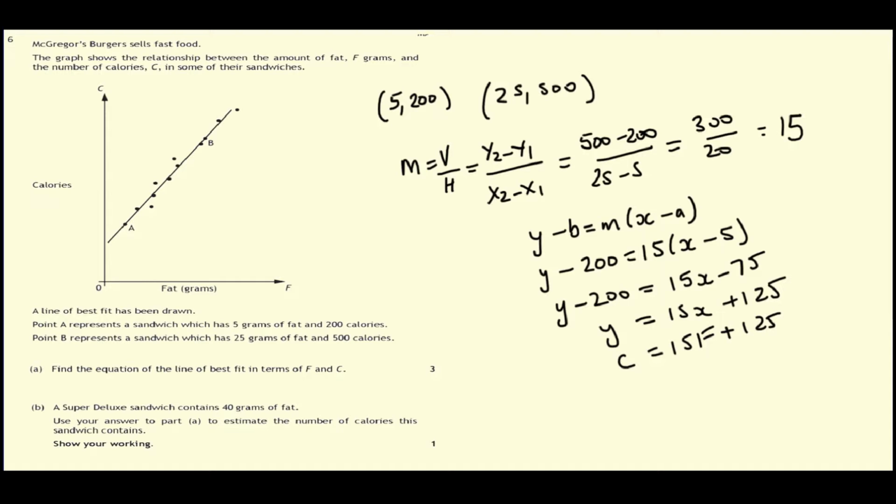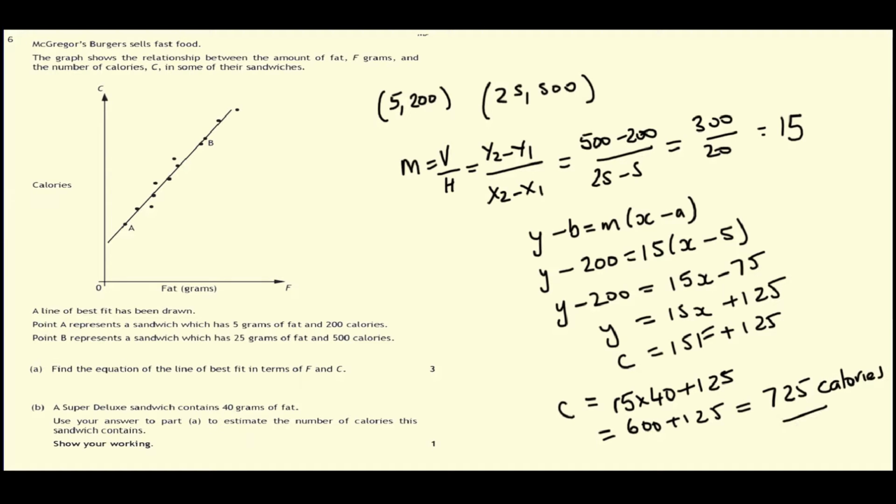Okay, part B then, it gives us a value for F and asks us to calculate the value for C. So all we're going to do here is substitute in the fact that F is 40. So that's 15 times 40 plus your 125. So that's going to give you 600 plus 125, giving you an answer of 725. And the calories are measured here, so we'll just put calories.